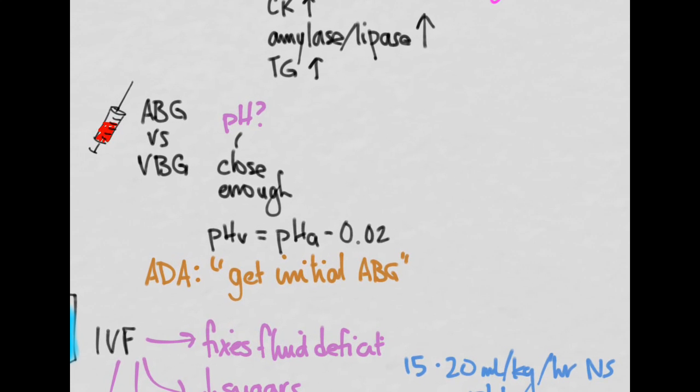Now, what do you have to do in ABG, or can you do a VBG? I think the ADA says get an initial ABG, but most of us in practice are getting a VBG because the pH, you know what? It's close enough. It's within 0.02 to 0.03 of the arterial, the ABG. The VBG is very close. Even the bicarb is pretty darn close on the VBG. And so why put the patient through the risks of getting an ABG and the pain of getting the ABG when you can get a VBG?